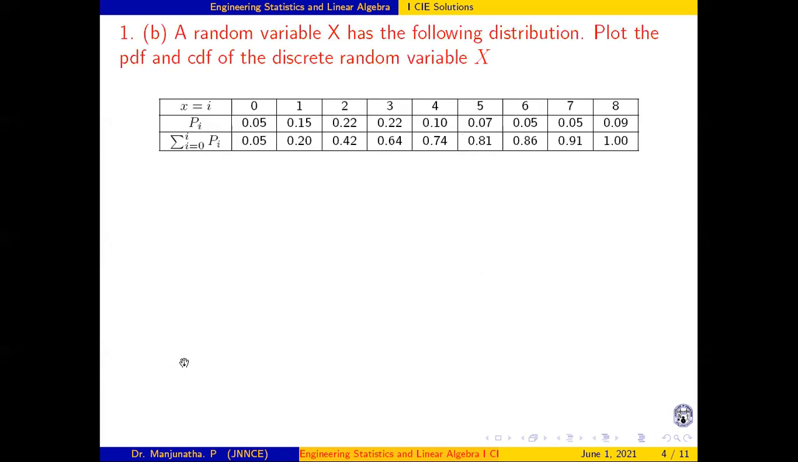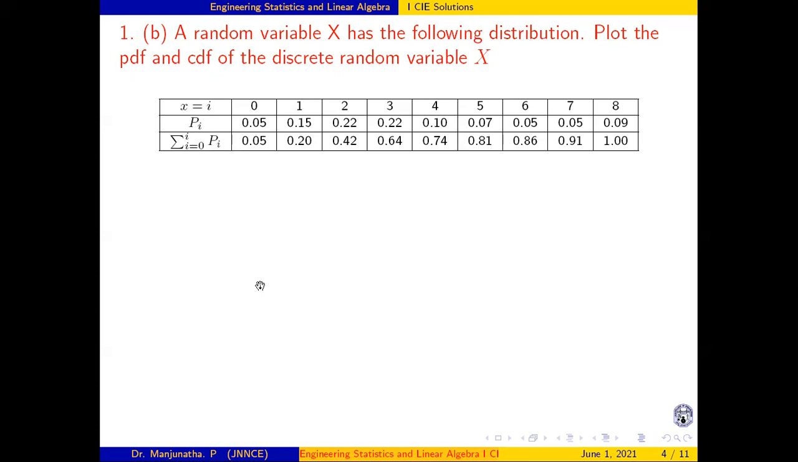So next we will go for question number B. A random variable x has the following distribution. Plot the PDF and CDF of the discrete random variable. What is actually given? They give x, the random variable, and its probability. I have calculated the PDF, and I have also calculated the CDF. Actually, the given data is only these two; this is the table they gave. For that, we have to plot the PDF and CDF.